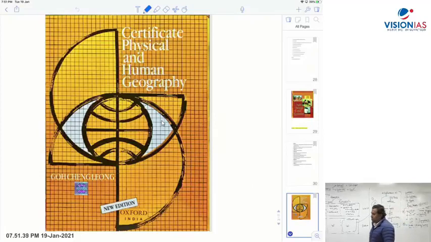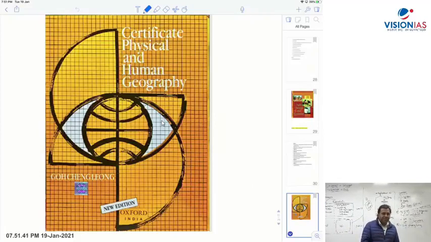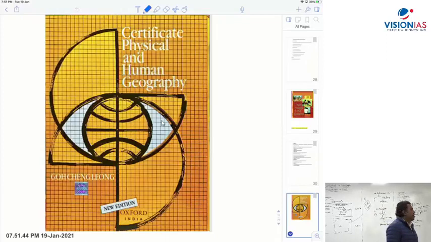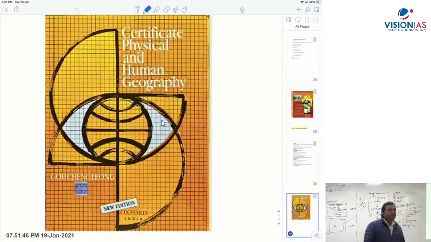Please do read this book. And I'll come to the question, should you make notes from NCERT and all? I'll just come to that, don't worry. Okay, so this is your Certificate Physical and Human Geography.